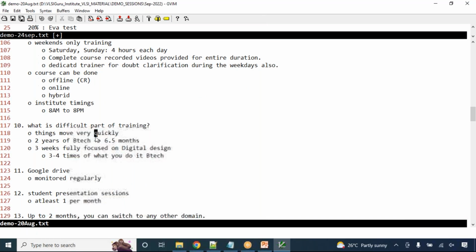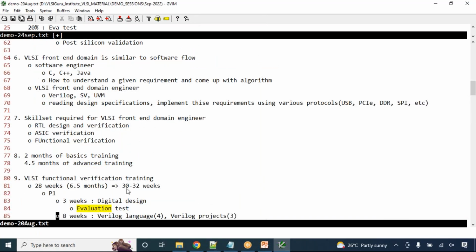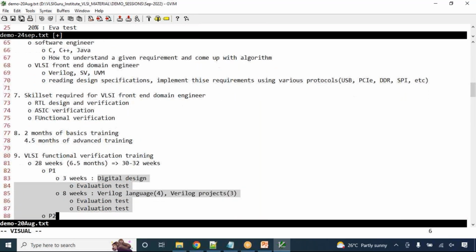That is what I mean by things move quickly, right? So even if you go back, you can see 3 weeks of digital. Immediately Verilog language. See, Verilog language also during your BTech you learn it over one semester, if at all it is there. For some people it may not be there. If it is there, you learn it over one full semester.